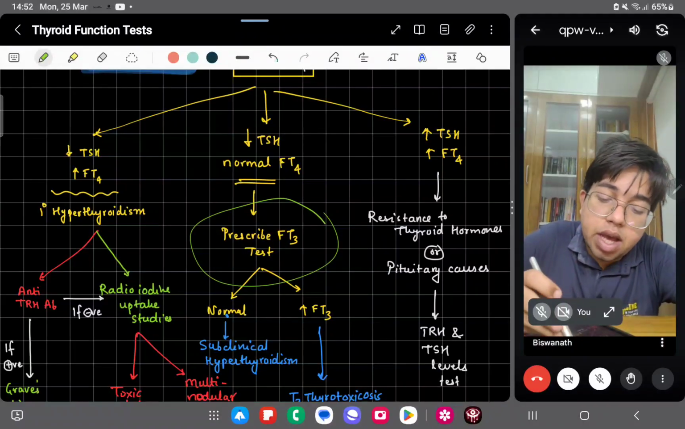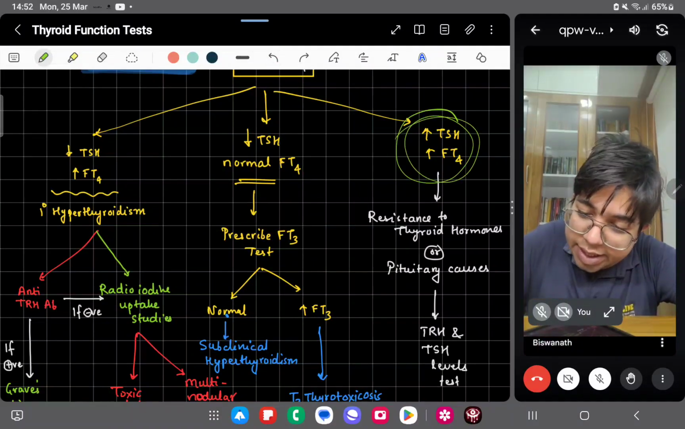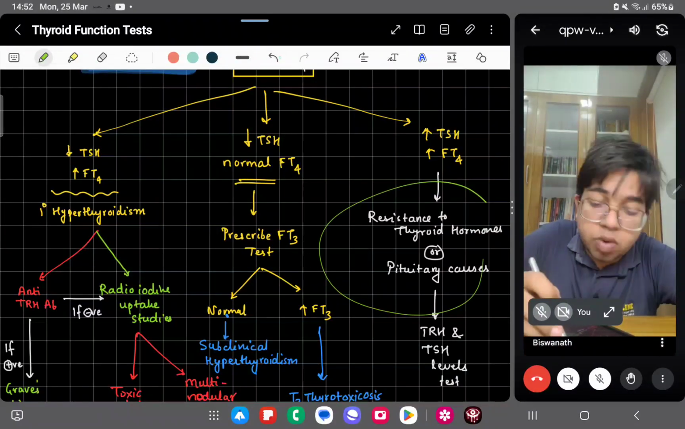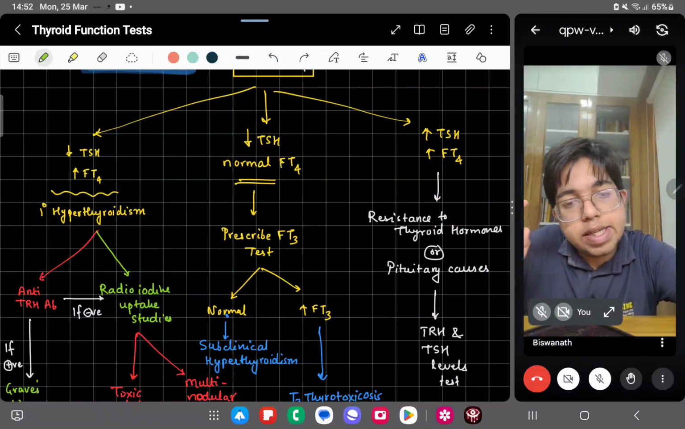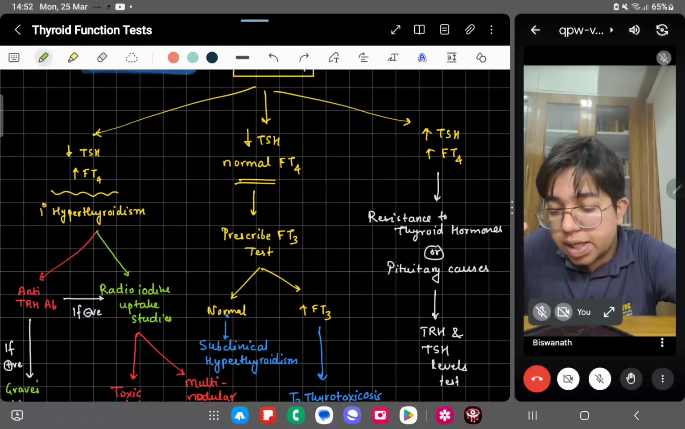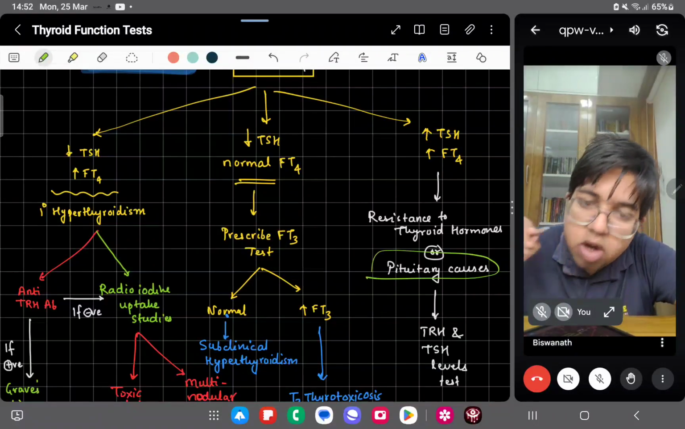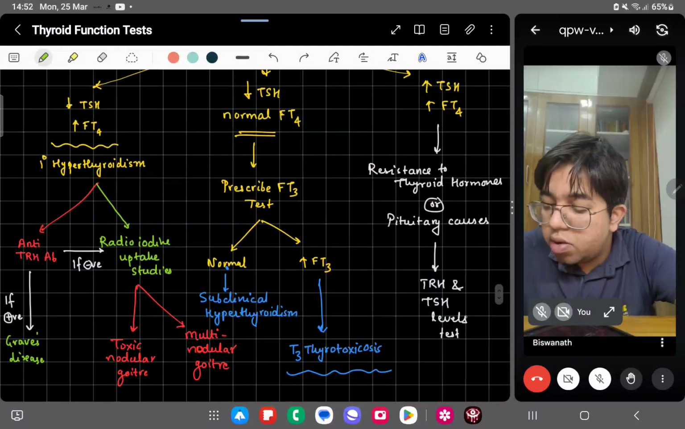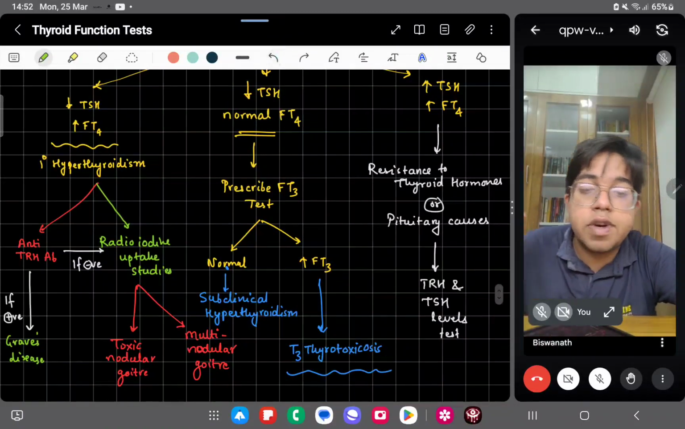And if there is increased TSH and increased FT4, both are increased, then there is a resistance to thyroid hormones. All are increasing means there is some resistance to thyroid hormone. There are some pituitary causes. You can rule out pituitary causes at this level. You have to assess all the functions now.